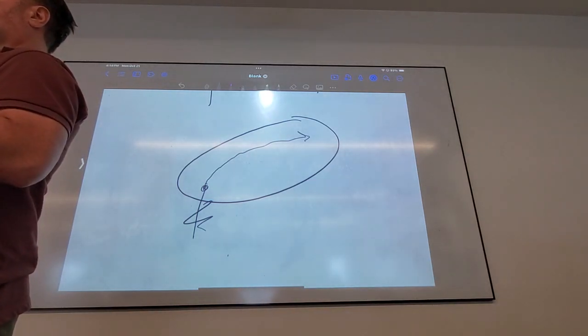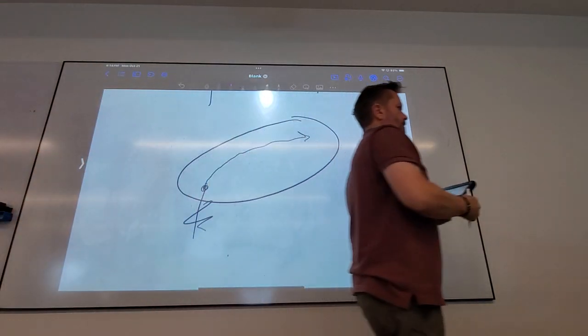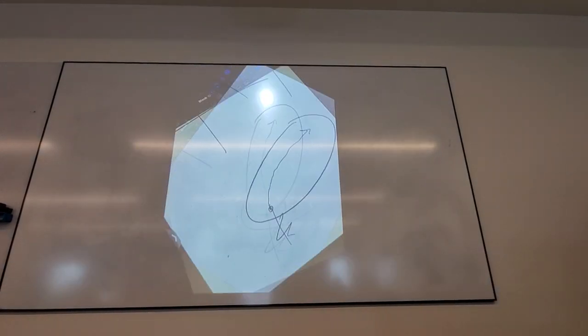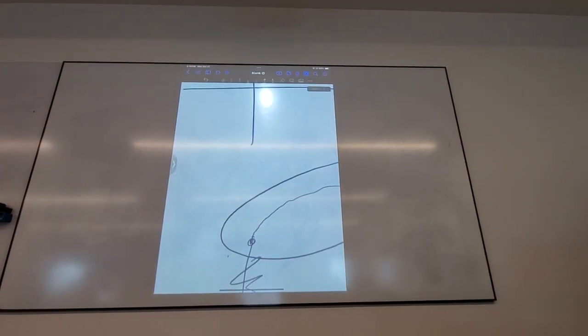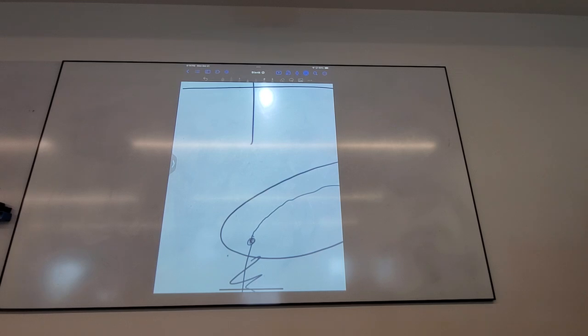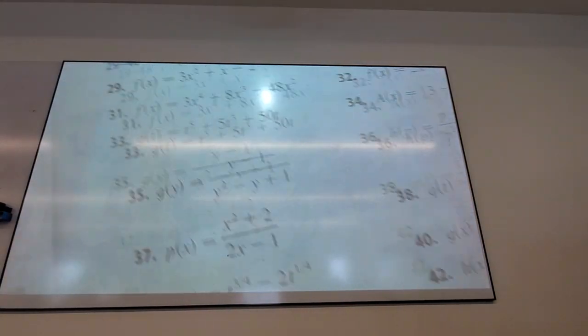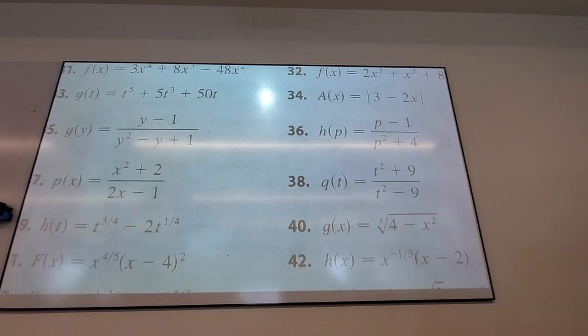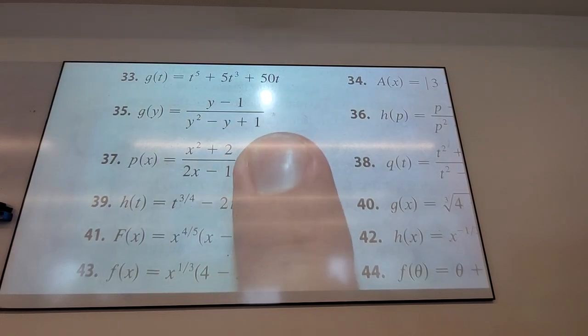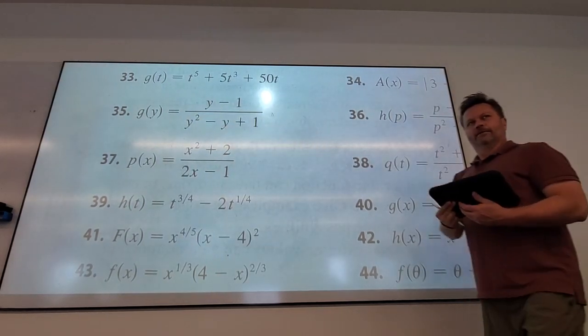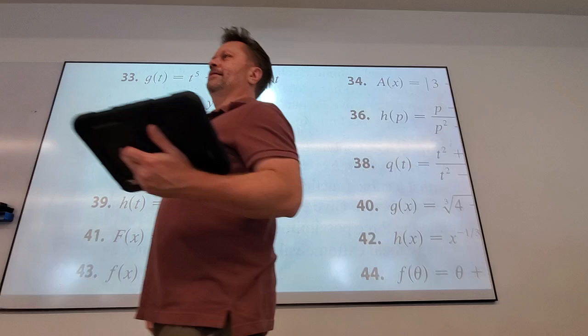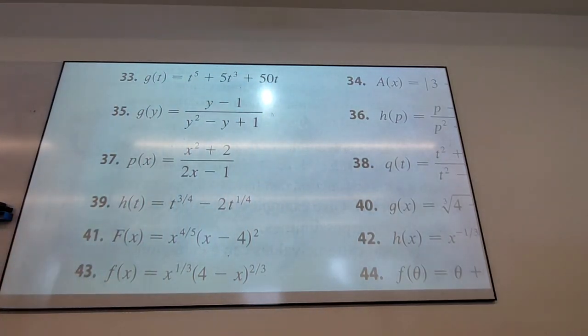4.1, number 35, is that just a really ugly problem, or is there a trick? 4.1 number 35. Find the critical numbers. Yeah, I understand. Just brute force, yeah. Take its derivative.